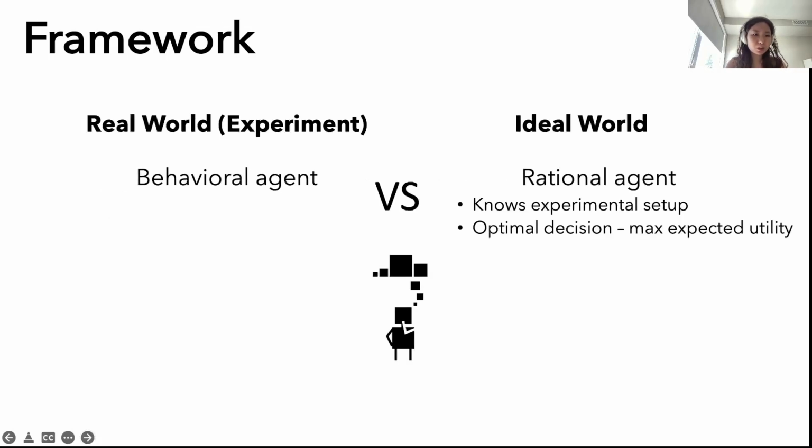So our framework takes a real-world experiment, which may be an experiment that's published in a paper, with behavioral agents. And we set up a rational agent in an ideal world for comparison with the behavioral agent. So our rational agent knows the experimental setup and makes the optimal decision to maximize expected utility.